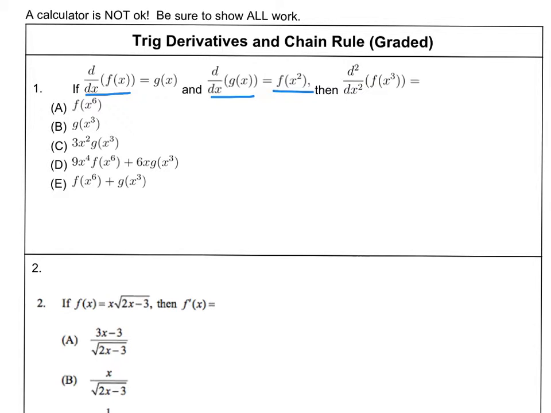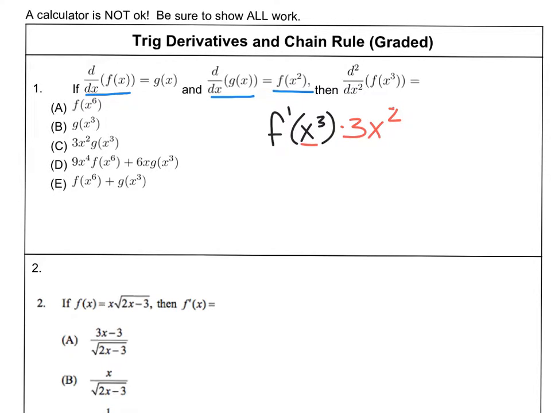Okay, so the second derivative of f of x cubed. Let's just see what happens as far as the derivative. So the derivative of f would be f prime of x cubed, and then because we have a function on the inside, we have to do the chain rule times the derivative of x cubed, which would be 3x squared.